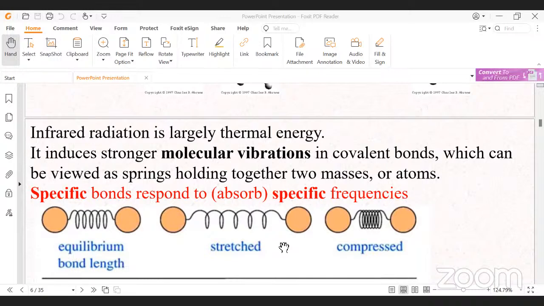It excites stronger molecular vibrations in covalent bonds, which can be viewed as a spring holding together two masses, our atoms. Look here: these are the two atoms, and this is an equilibrium state. Between these two, the bond is like a spring. If the spring is elongated towards opposite sides, the molecule will be stretched, or the bond is in compression.